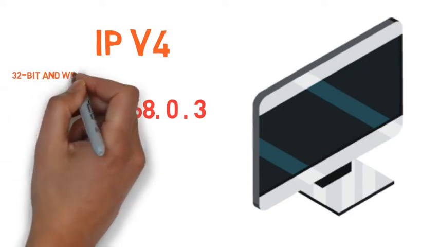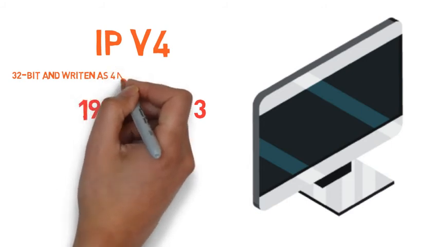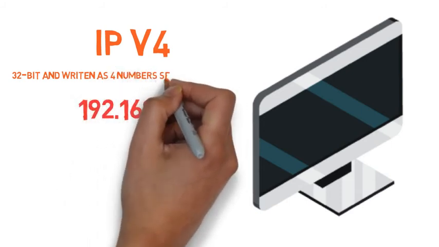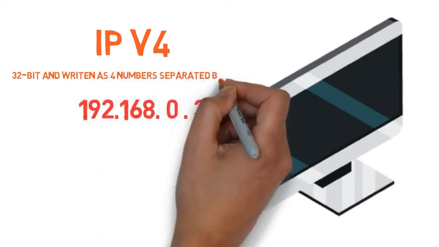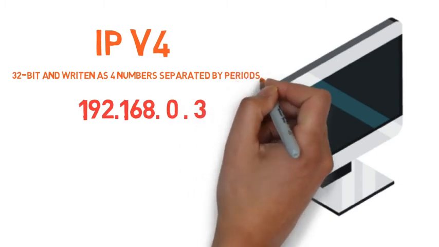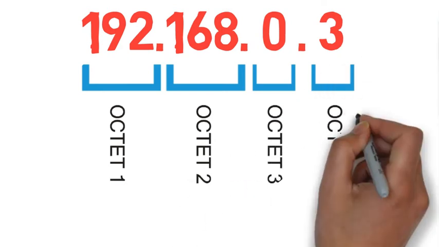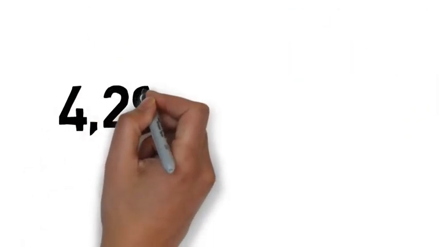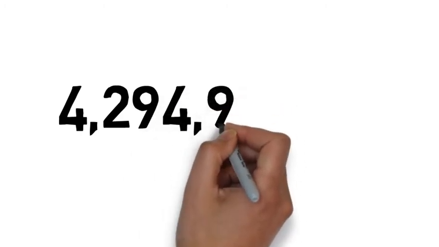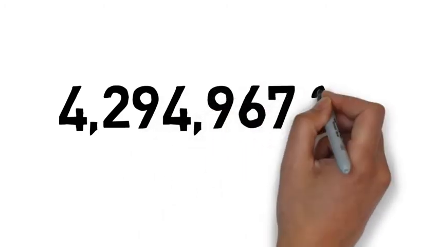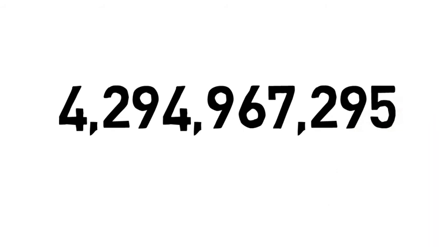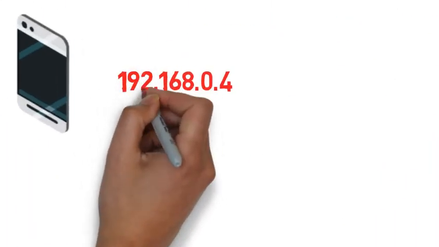Internet Protocol version 4, IPv4, defines an IP address as 32 bits and is written as 4 numbers separated by periods. Each period is called an octet. The number range in each octet is from 0 to 255. This address can produce over 4,294,967,295 possible unique addresses.